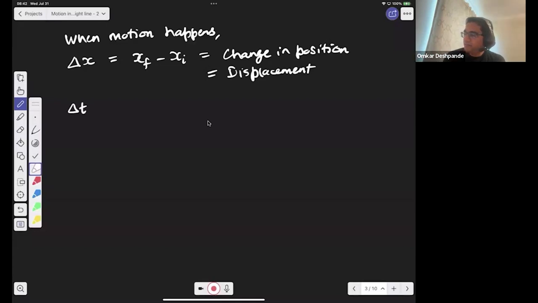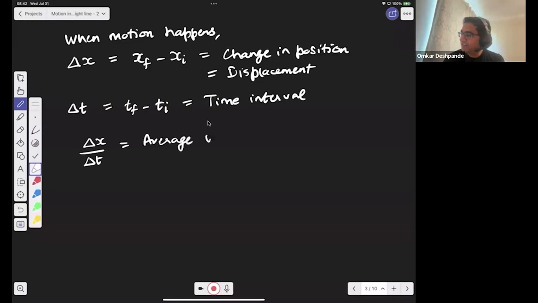And the time over which this motion happened, we call that delta t. And again, it's the final time instant minus the initial time instant. And this is what we call the time interval. And if we had no other information about how the particle moved from its initial position to its final position, then we can just assume that it moved at a steady rate. And so we could look at the ratio of delta x to delta t and call that steady rate of motion the average velocity. And this is how we defined it.